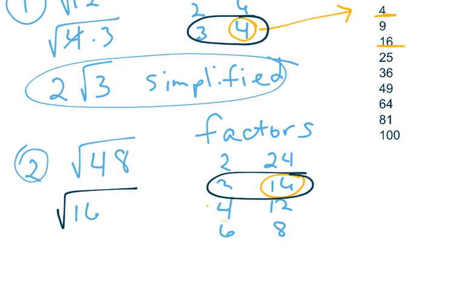So I've got the square root of 16 times 3. And again, I'm going to focus on one number at a time. What is the square root of 16? It's a whole number, 4.